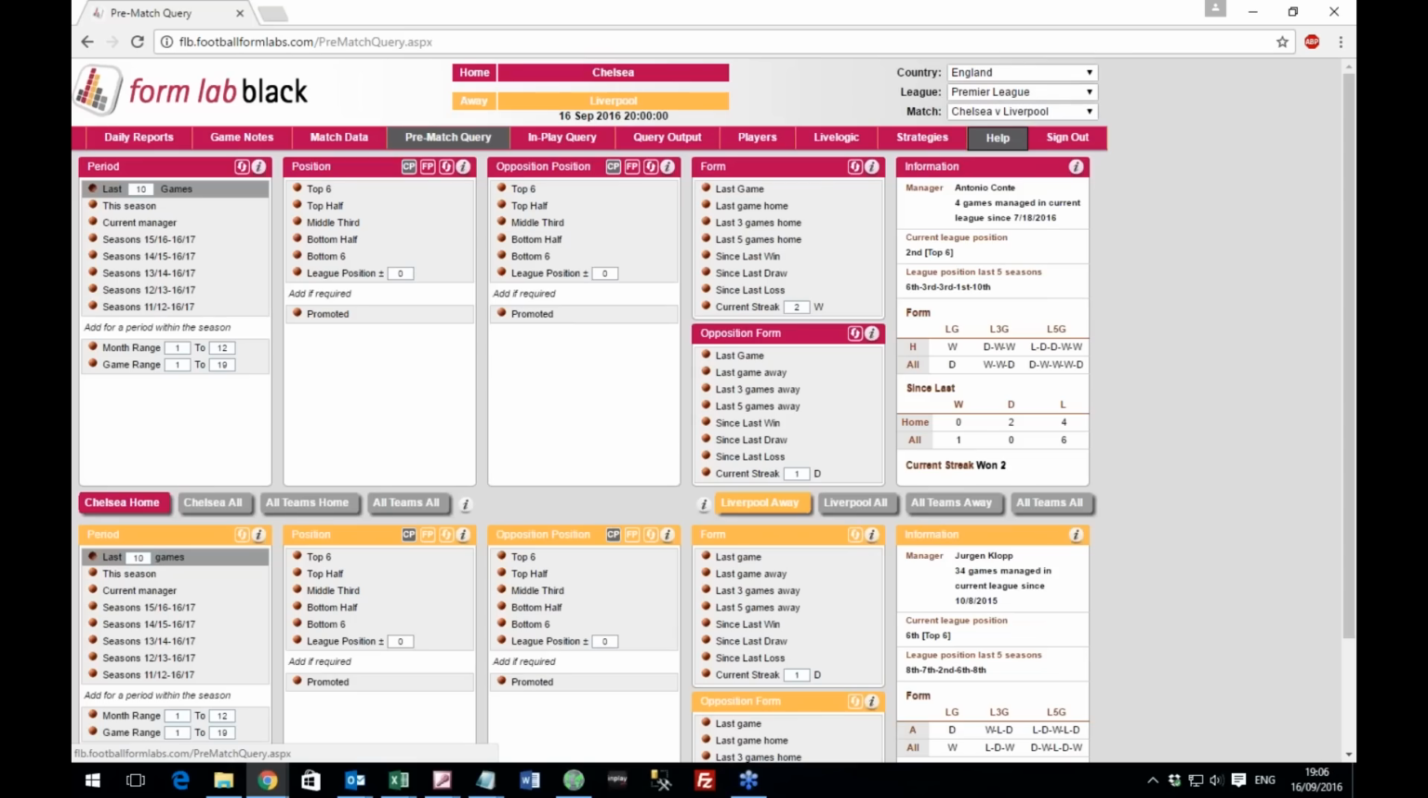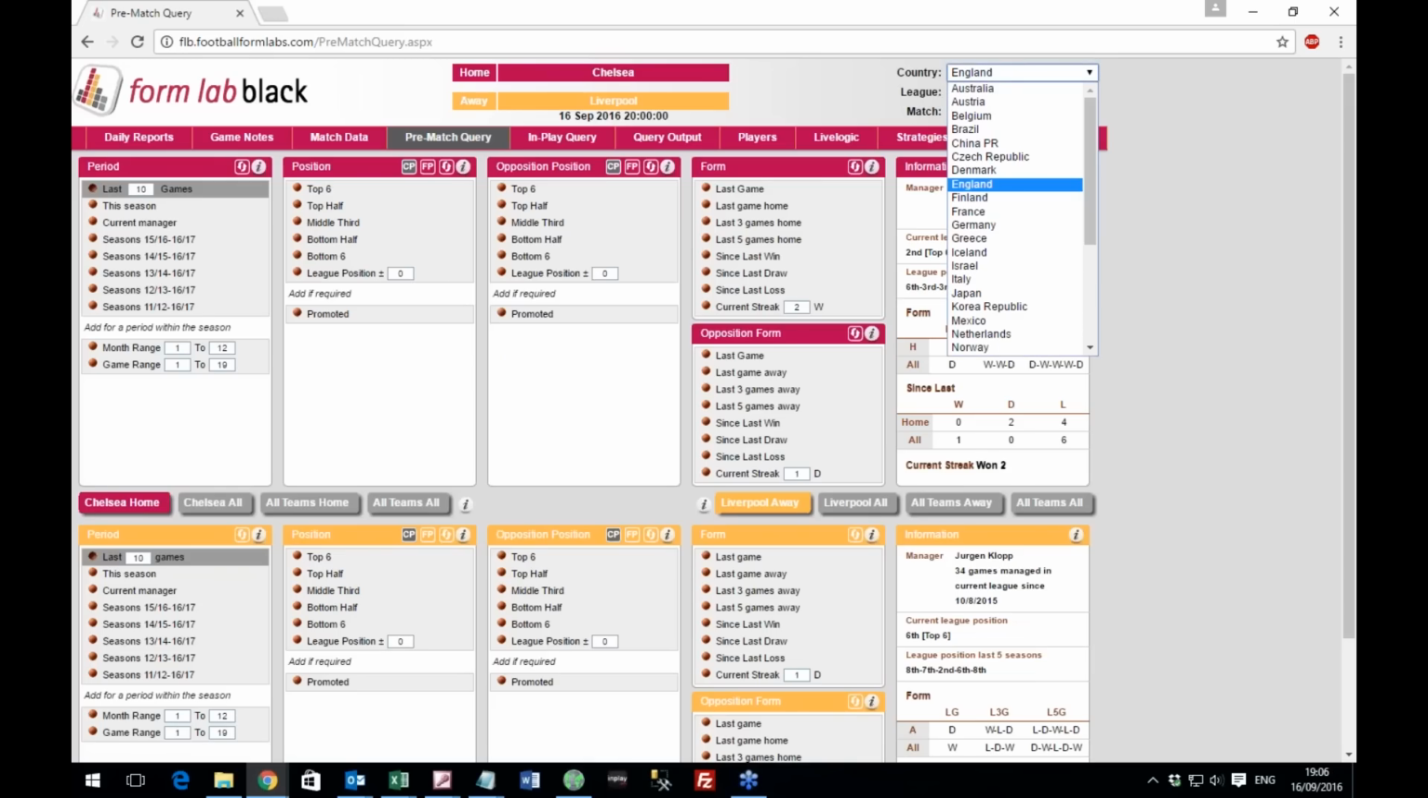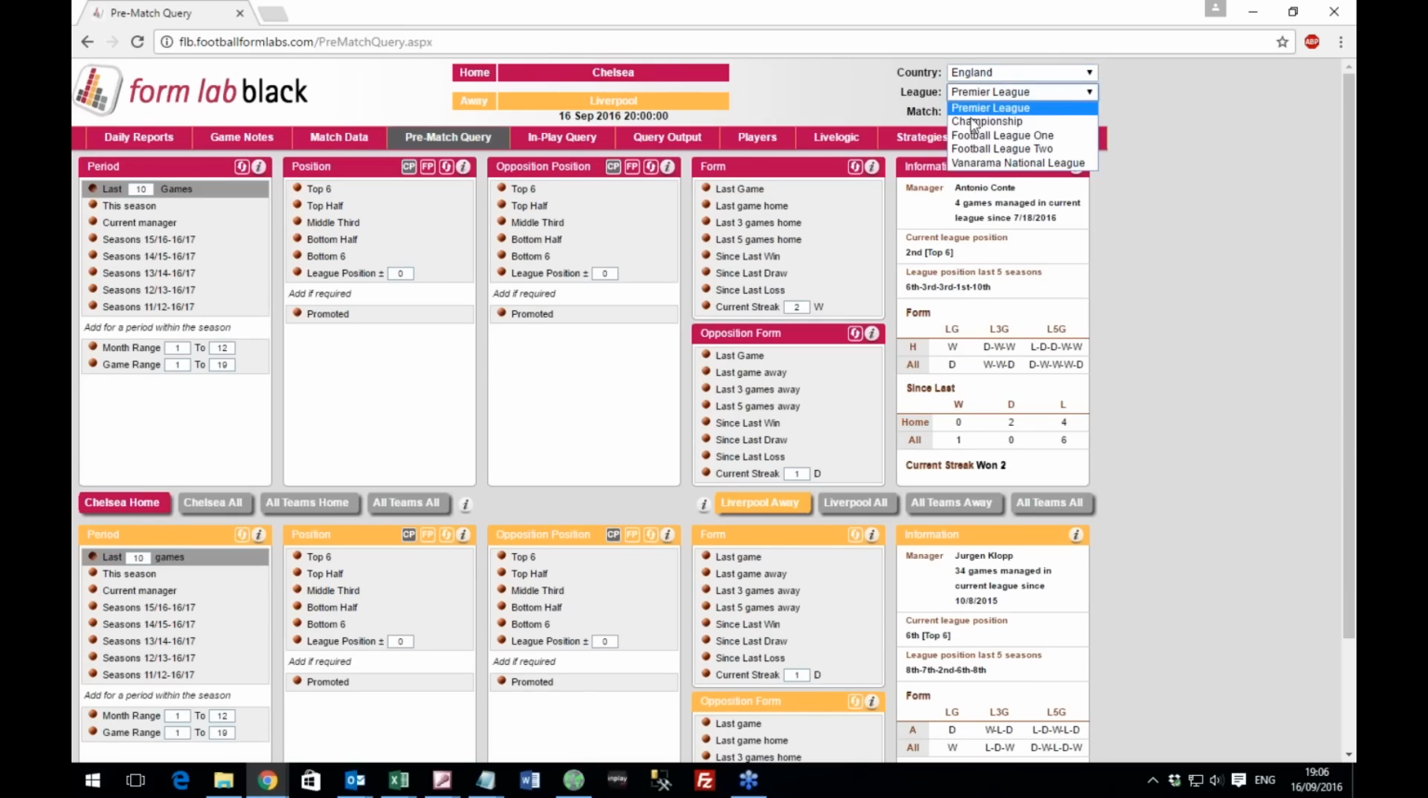Pre-match query is a way you can query against any of the leagues in Formlabs for any past pre-match filter we're going to put on. In Formlabs we have over 50 leagues, and in many of the countries that we cover we have more than one division, including England, where we go down to the 5th tier, the conference. Very easy to navigate around, but for this game we're going to stay on Chelsea and Liverpool.